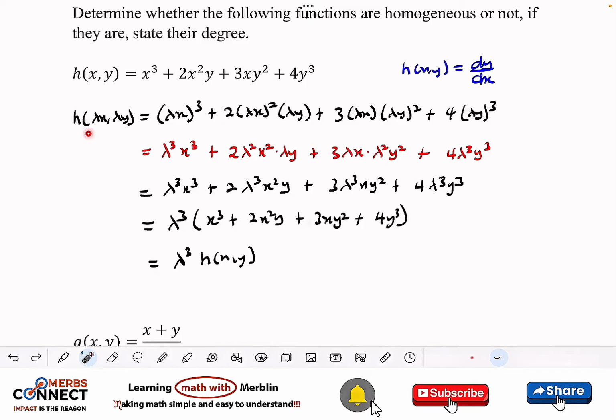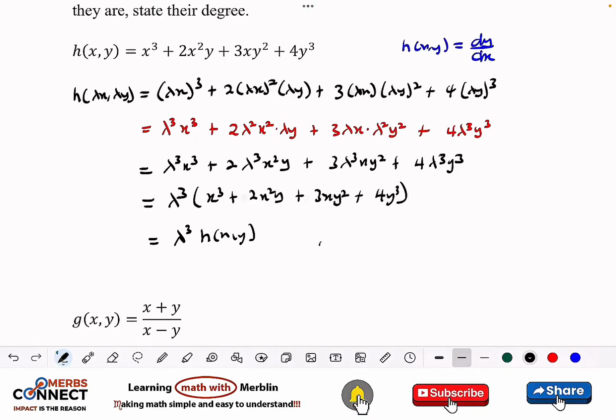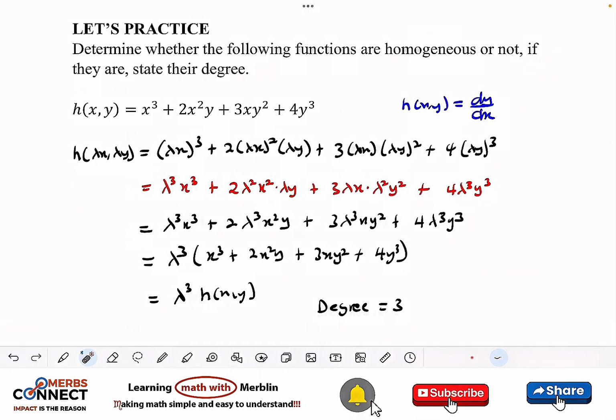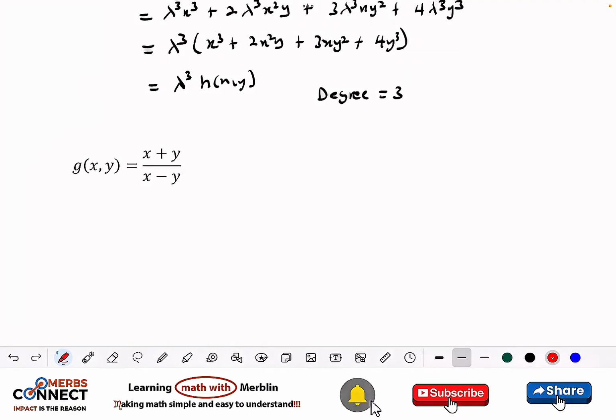So I was able to multiply by lambda, but I was able to bring the lambda out and then the function stands on itself. So this is homogeneous. The function here is a homogeneous function and it has a degree of 3. So the degree is equal to 3. So basically that's how we do it. Let's pick another function and let's try from other perspectives too and see.